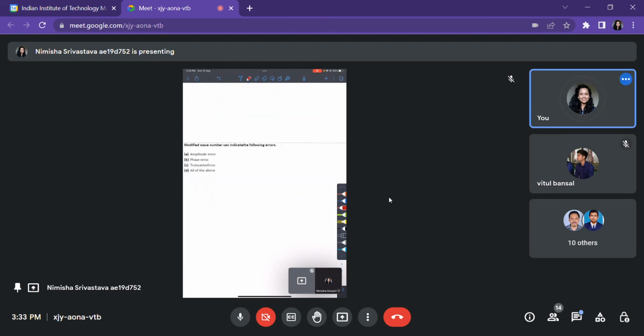Okay, then modified wave number can indicate the following errors: amplitude error, phase error, truncation error, all of the above. What is your opinion on this?